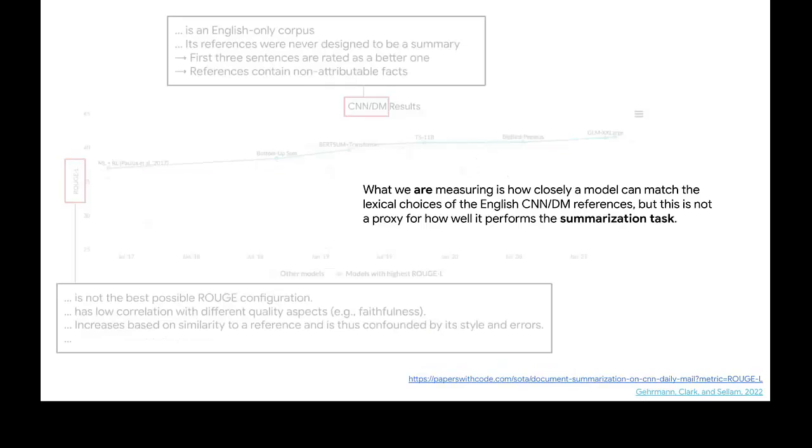Taking all this together, that means that using CNNDM and Rouge L, we are measuring how closely a model can match the lexical choices of the references in that corpus, which is also only English. But it is by far not a proxy for how well a system performs the summarization task. And that is a very, very common misconception that is being made by a lot of published work. A system that is better at CNNDM is not necessarily better at summarization.